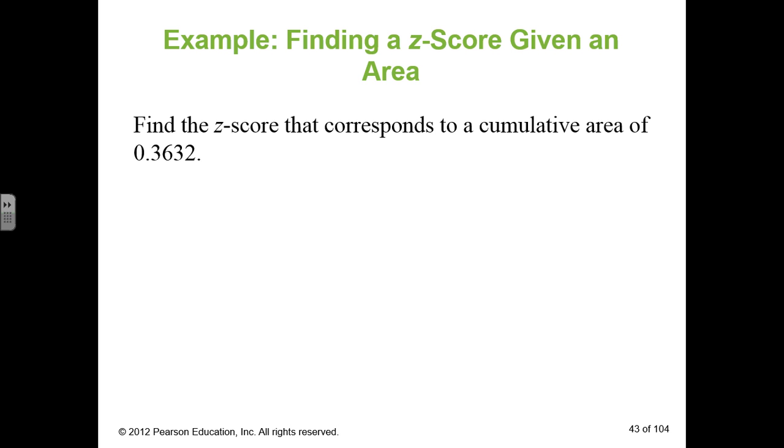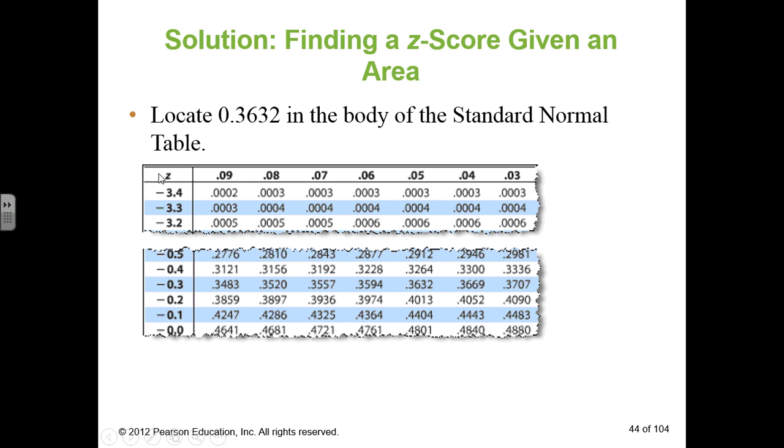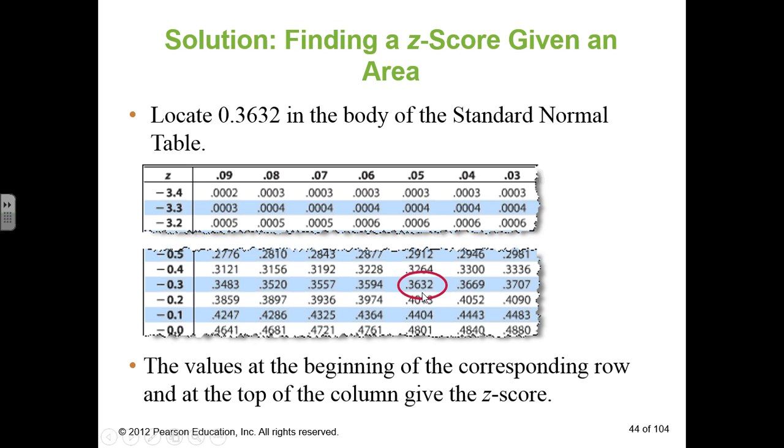Let's find the z-score that corresponds to a cumulative area of 0.3632. Now recall, cumulative area means it's the area shaded to the left. So we know we're looking at a negative z-score, right? Because if it's less than 0.5, it's going to be to the left of the 0, which are the negative numbers. So we're going to get the table out, look on the side with the negative values, look through the body of the table until we find 0.3632, which is right there. And then we read the z-score that is associated with that, which is negative 0.35. So the z-score is negative 0.35.